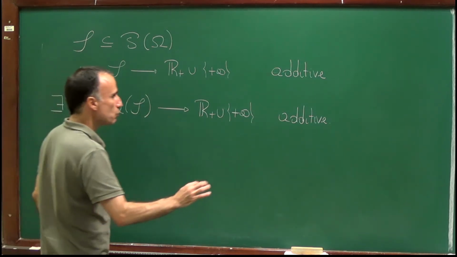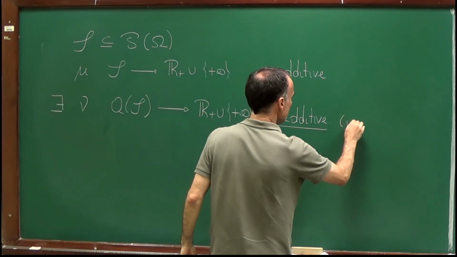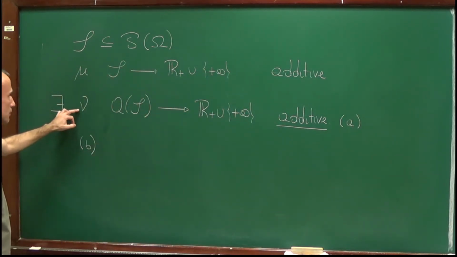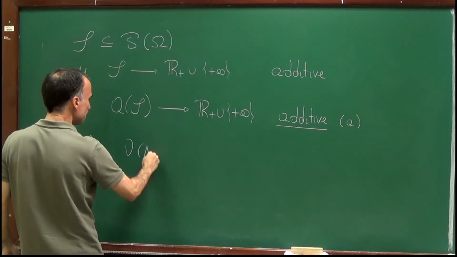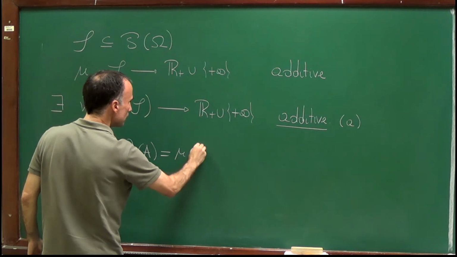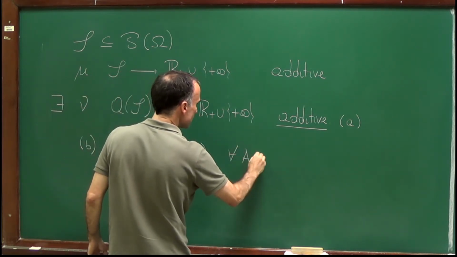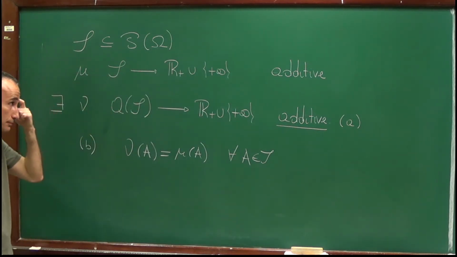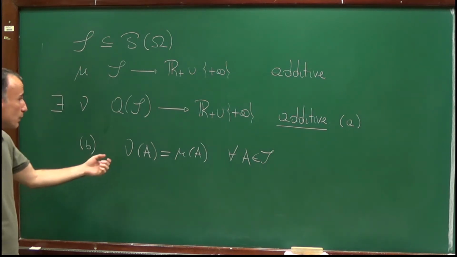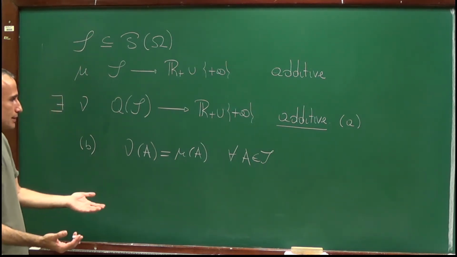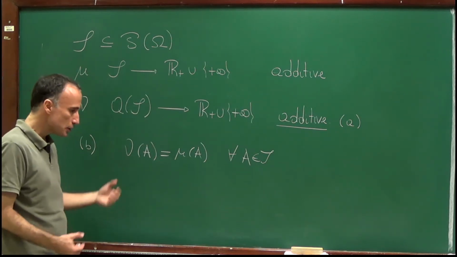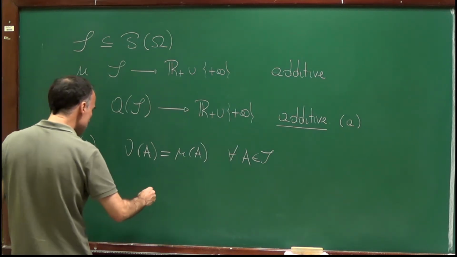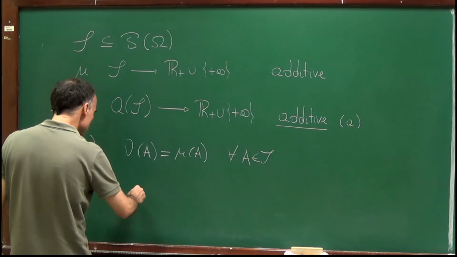This means that, so this is the first property, A. We want nu to be an extension, which means that we want nu of A to be equal to mu of A for any set A in the semi-algebra. So this means that nu is indeed an extension. And we want to prove that, well, this extension is unique. If there are many extensions, well, it's not clear what we mean when we say that we extend a function.